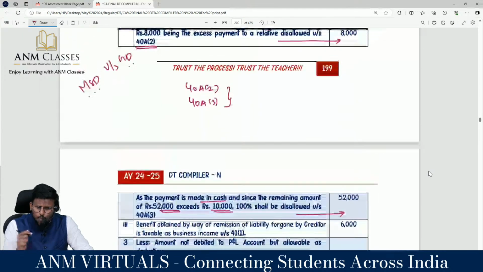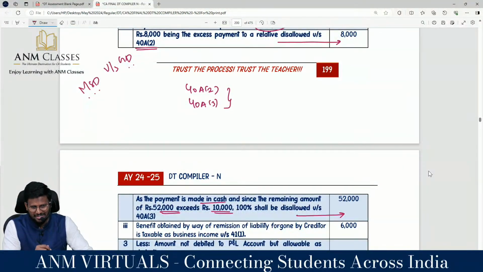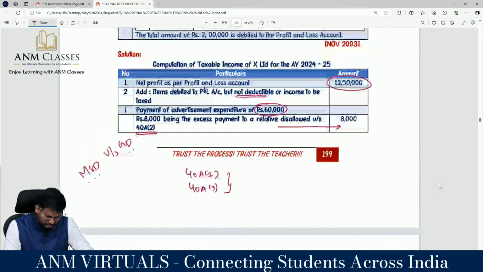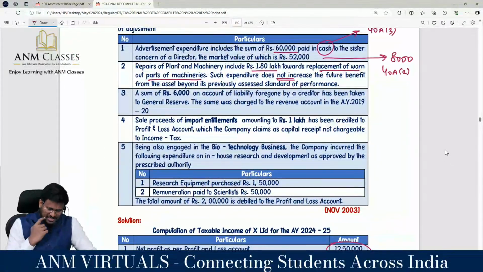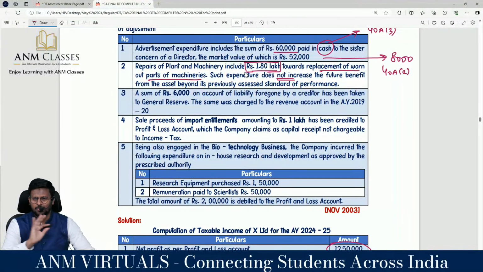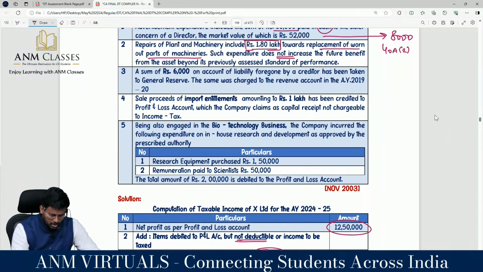A strong base should be there in PGBP. PGBP is the hero. PGBP, capital gain, IFOS. Right. So this 1.8 lakhs already debited to P&L account, my dear lovable students. No adjustment is required. Moving to the third part.